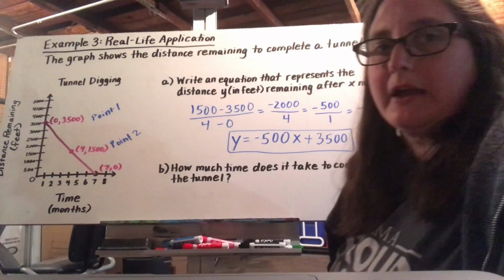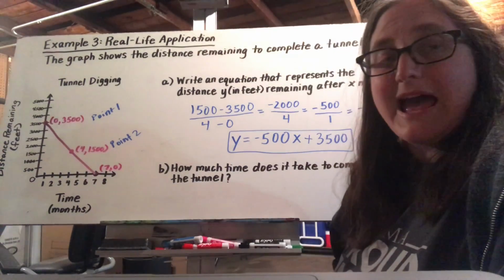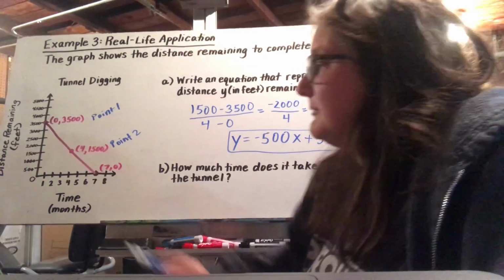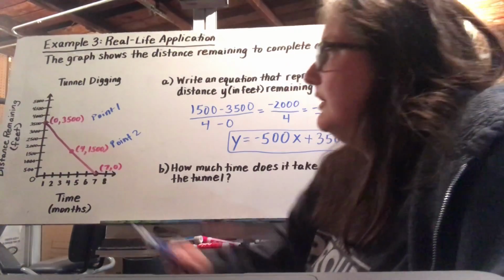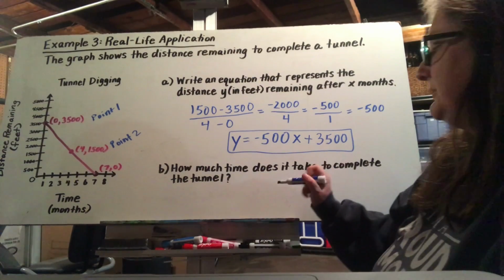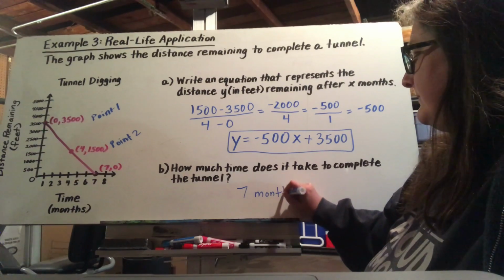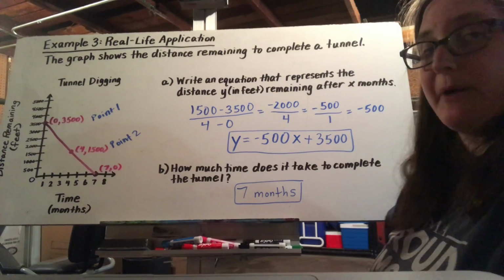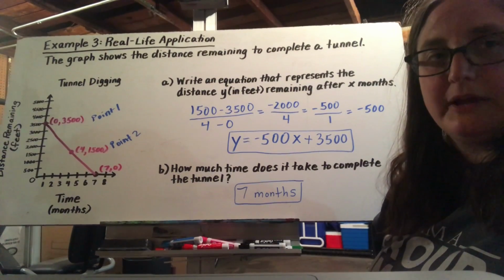This is called our x-intercept because this is where the graph is going to cross the x-axis. And I see it crosses right at 7, 0. That means it's the 7th month and there's 0 feet left to dig. So when it says how much time does it take to complete the tunnel? 7 months. So even though our x-intercept is not part of the equation, it can still give us some valuable information in a real-life situation.